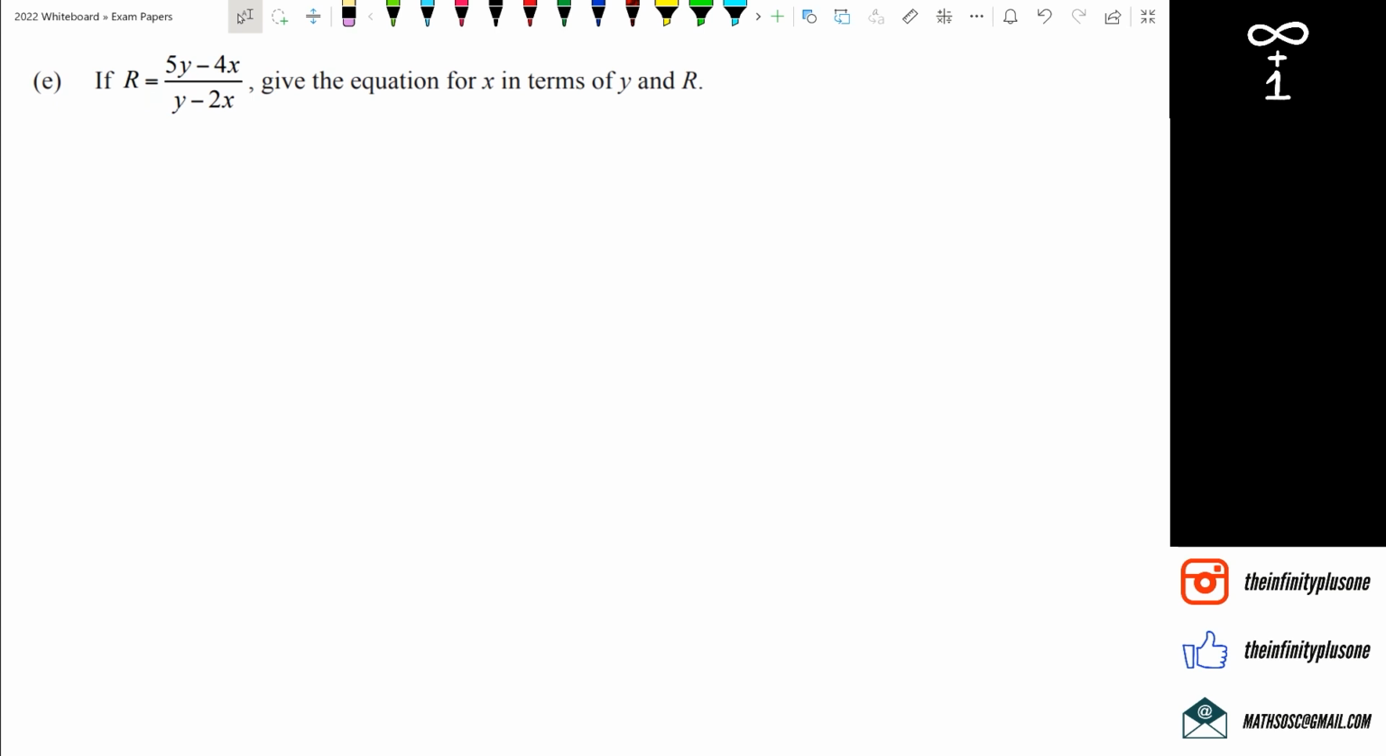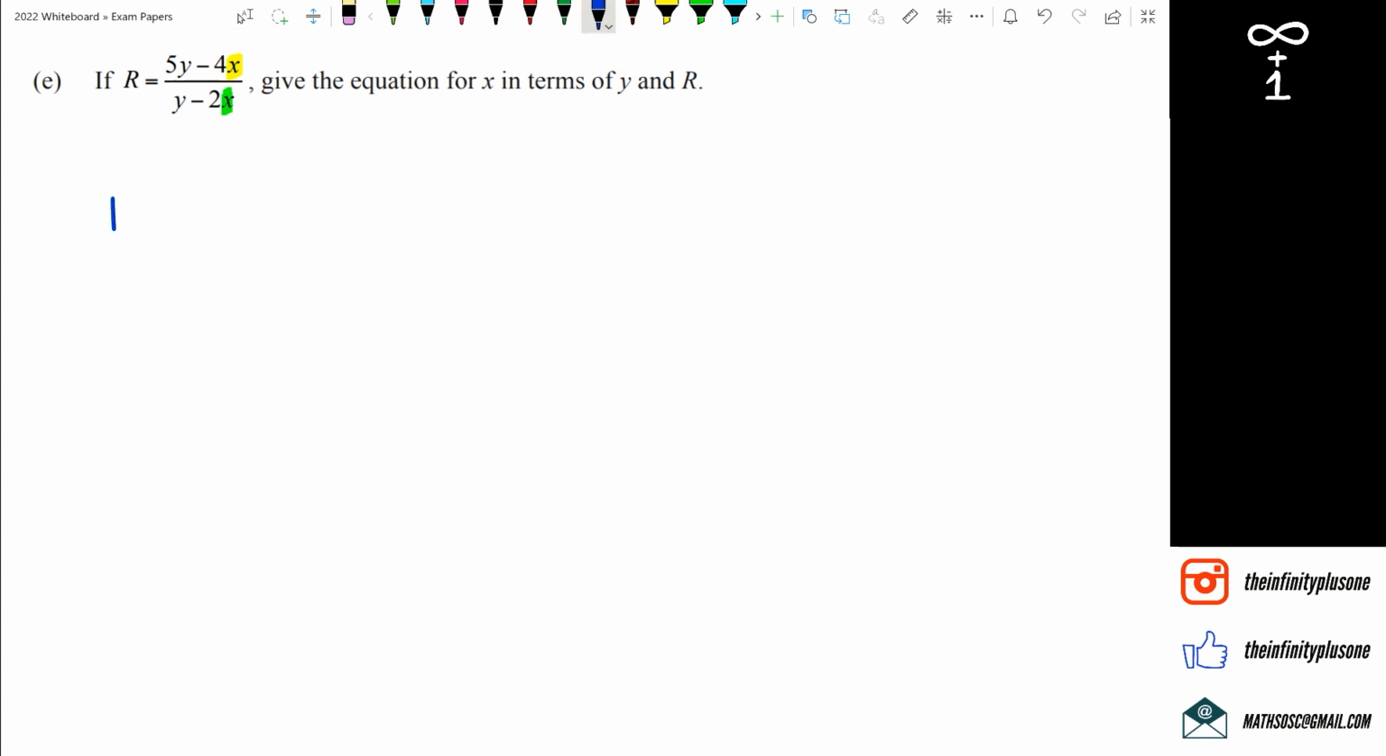Okay, so with this question, what we're doing is rearranging x in terms of y and r. So we've got to make x the subject here, right? Looking at the x's, we've got an x in the numerator and an x in the denominator. So what we want to do is first bring all the x's to the numerator, so we're going to cross multiply in this case.